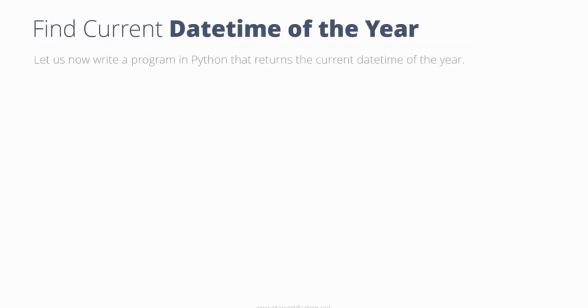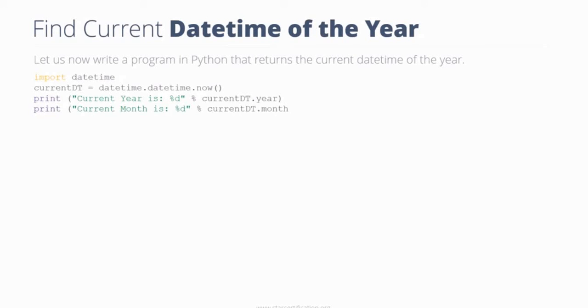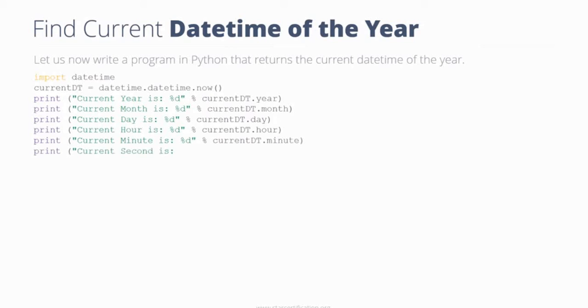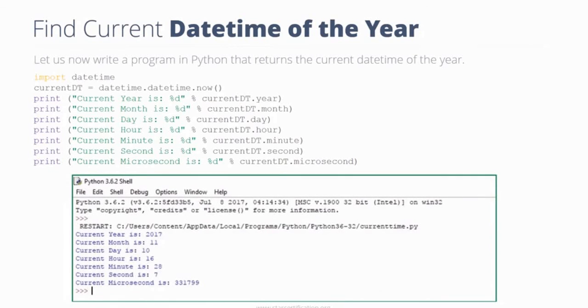Let us now write a program in Python that returns the current date and time of the year. Here the function currentDT equals datetime.datetime.now returns the current date and time, with the attributes of datetime as year, month, day, hour, minute, second, and microsecond. The output of this program is shown here.